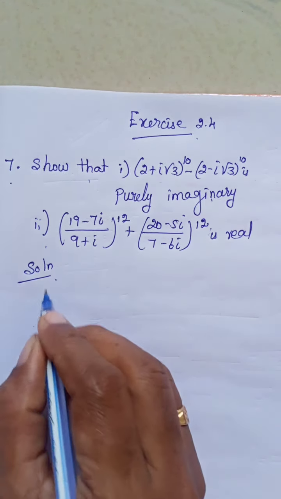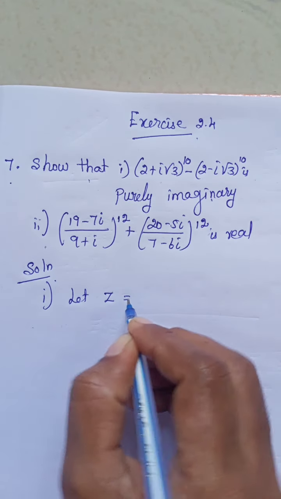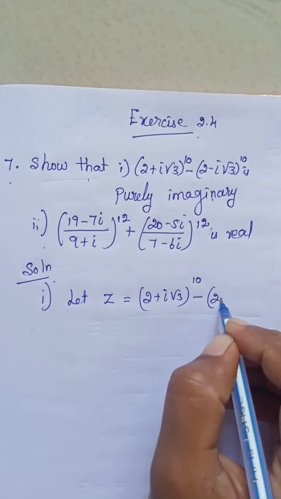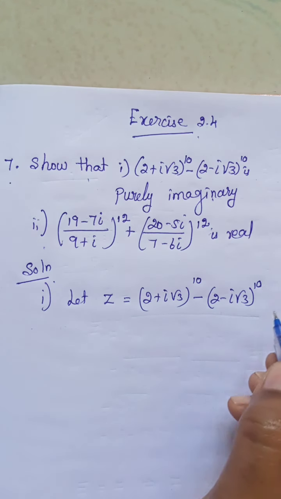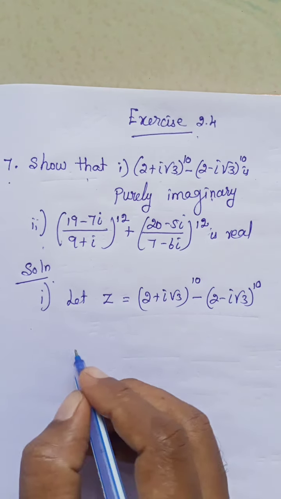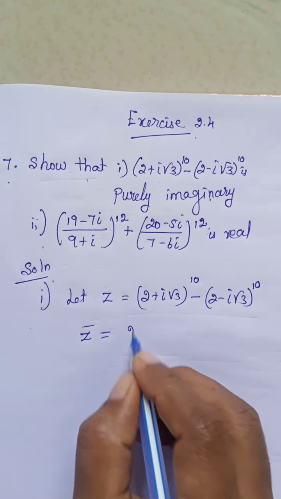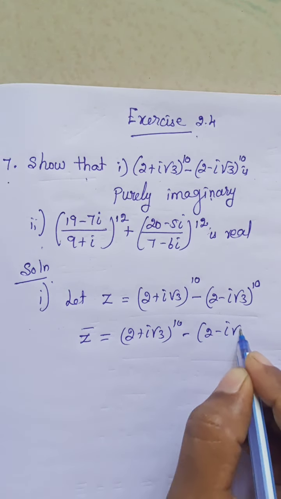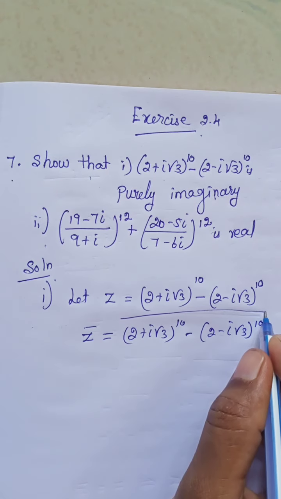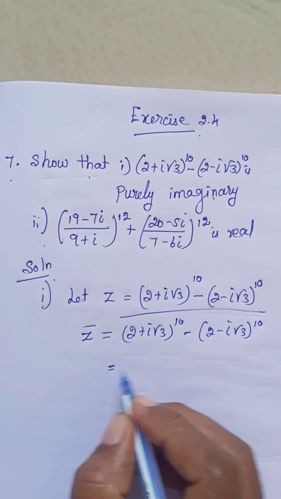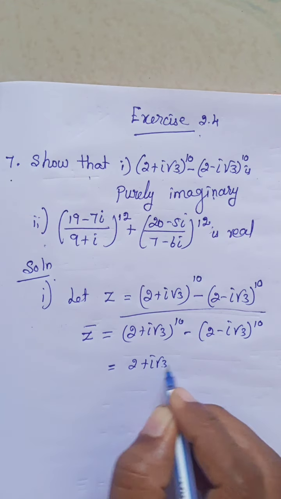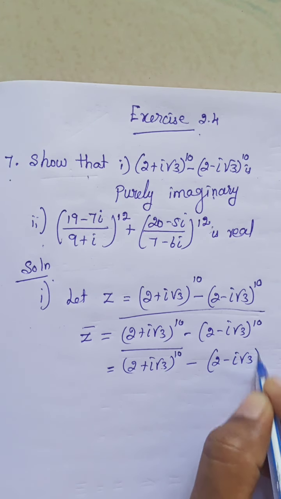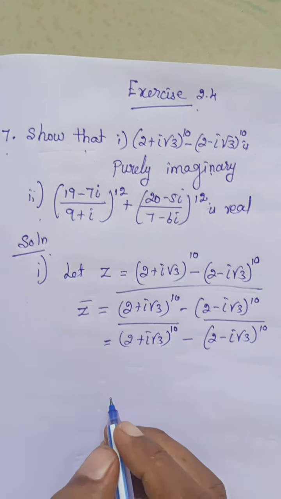So the given question we can take as z. Let z = (2 + i√3)^10 - (2 - i√3)^10. Shall we find z bar first? z bar equals ((2 + i√3)^10 - (2 - i√3)^10) the whole bar. So now we have to separate it: ((2 + i√3)^10) bar minus ((2 - i√3)^10) bar.